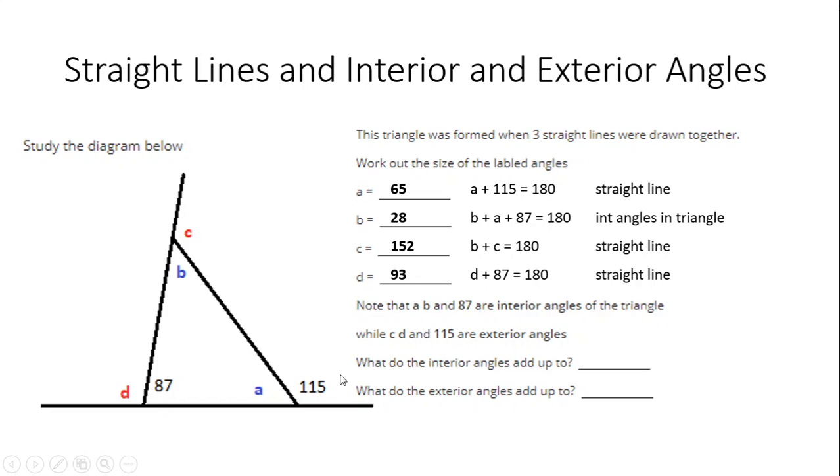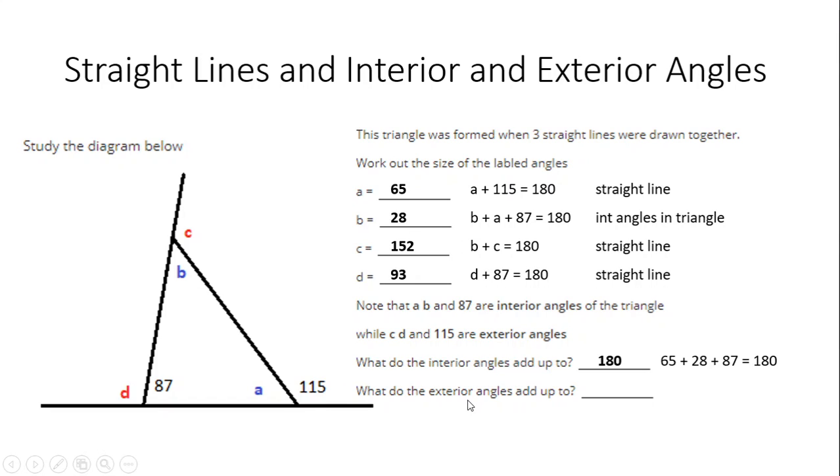The confusing bit, I think, came down here. Now I explained what interior angles are and what exterior angles are on the diagram. And then I asked what the interior angles add up to. Well, that's A, B, and 87. I already know that A is 65, B is 28, and 87 is 87. That adds up to 180 degrees. And that should be something that you know, because these are the interior angles of a triangle. They should add to 180. So this was really a check for you to see if you got your answers right up here.